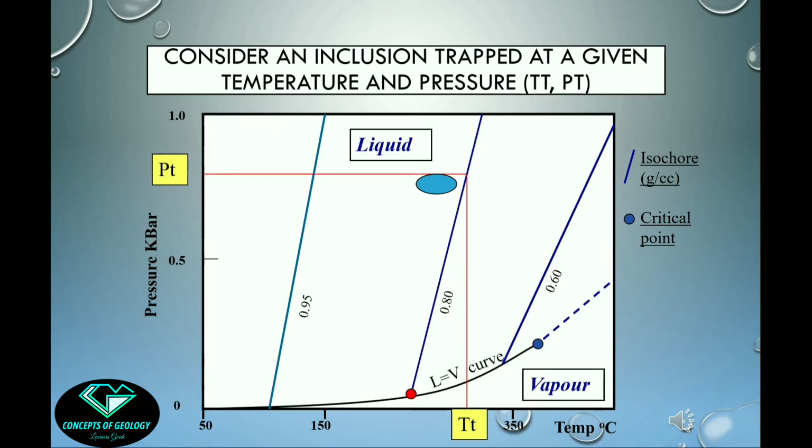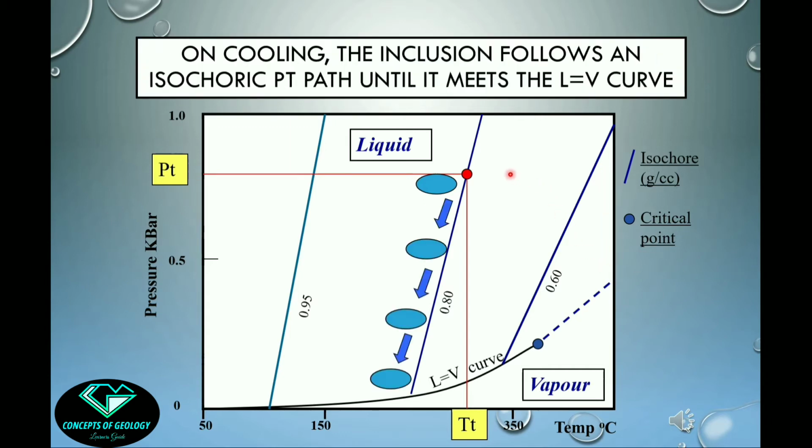Now consider an inclusion which was trapped at a given temperature and pressure, suppose at this point, PT and TT. We are talking about an inclusion within which the phase is pure H2O. After the entrapment of the inclusion at this particular pressure and temperature, the system is getting cooler in nature. Now, up to a particular time period of this cooling event, the pressure and temperature inside the inclusion is moving downward through this isochord density line.